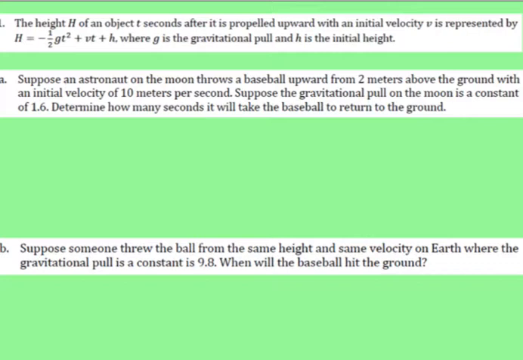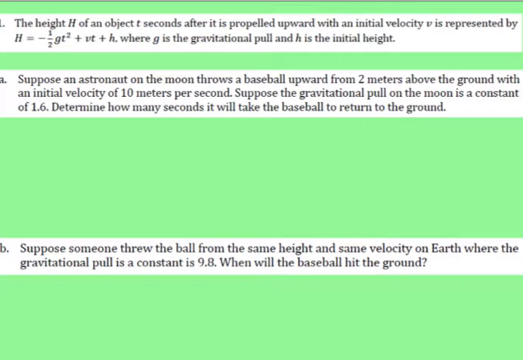It says that the height h of an object t seconds after it is propelled upward with an initial velocity of v is represented by h is equal to negative 1/2 g t squared plus vt plus h, where g is the gravitational pull and h is the initial height. So let's go ahead and plug that in.